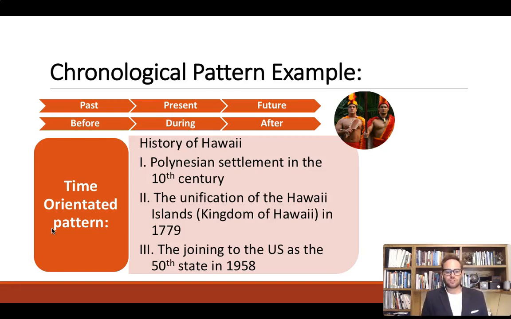theoretically in this structure. So maybe our first main point would be the Polynesian settlement in the 10th century. Okay. The second main point is the unification of the Hawaiian Islands, the Kingdom of Hawaii in 1779. And then the third main point would be joining the U.S. as the 50th state in 1958. So again, we see that when we are using a chronological pattern, depending on our topic, we might pick really predominant things that happened in history that give our audience an overview of our topic.